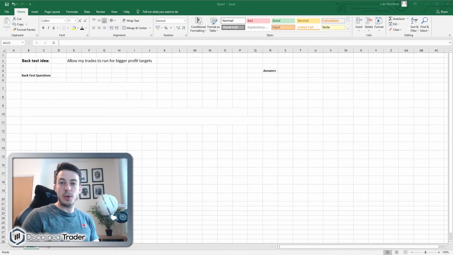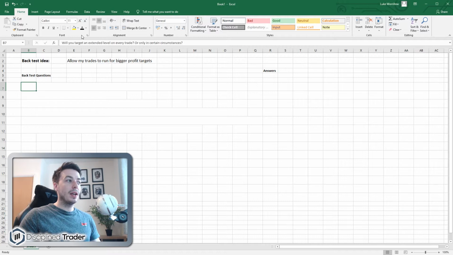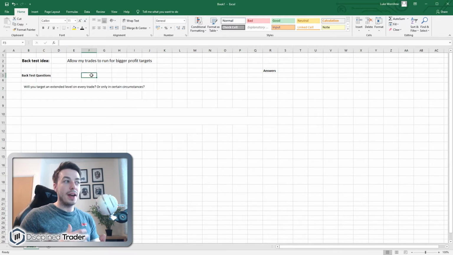Okay, so what I want to do is test different methods of allowing my trades to run to these extended levels, sort of past where my current strategy does. So the questions that I would have for this would look something like, will you target an extended level on every trade or only in certain circumstances? So is this extended level that you've got in your head going to be valid on every trade or only in certain circumstances? And I guess that would lead on to, well, if it's only certain circumstances, what are those circumstances?